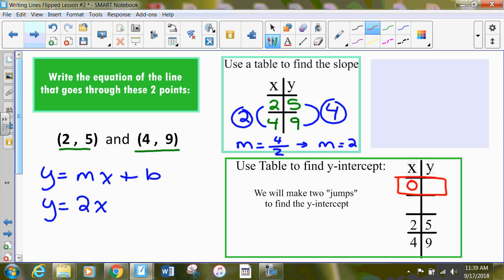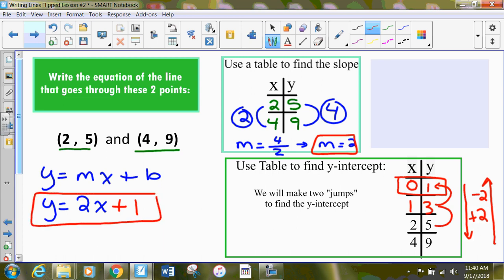So if our slope is 2, that means as we move down the table, we're adding 2. As we move up the table, we're subtracting 2. So we want to move up the table because we want to know, what happens when x is equal to 1? What happens when x is equal to 0? So 5 minus 2 is 3. 3 minus 2 is 1. So there we have it. Our y-intercept is 1, and we can finish our equation.